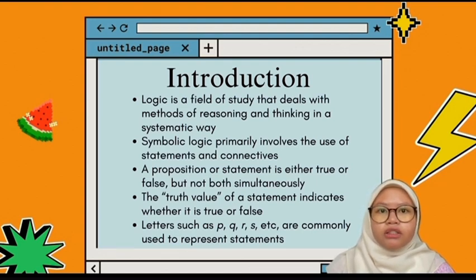When we talk about the truth value of a statement, we mean whether the statement is true or false. For example, consider the statement, "It is raining." The truth value depends entirely on the actual weather conditions. By using letters to represent statements, logic becomes a structured way to analyze ideas clearly and objectively.